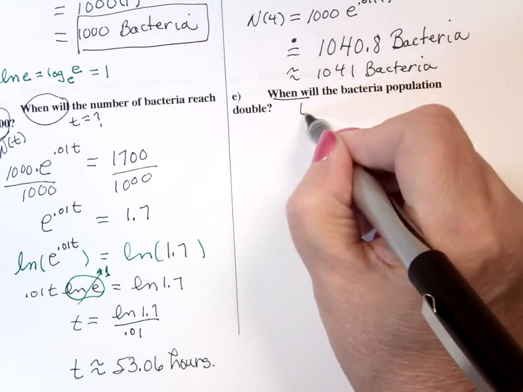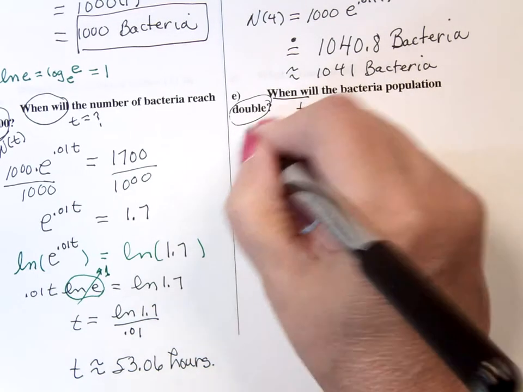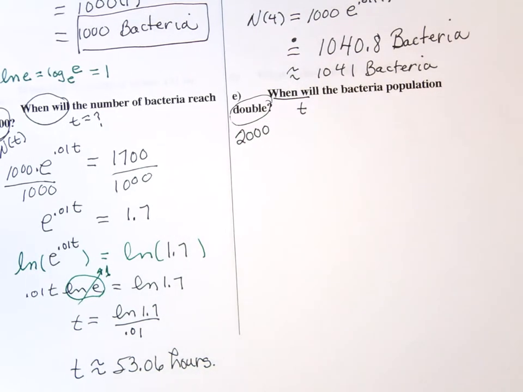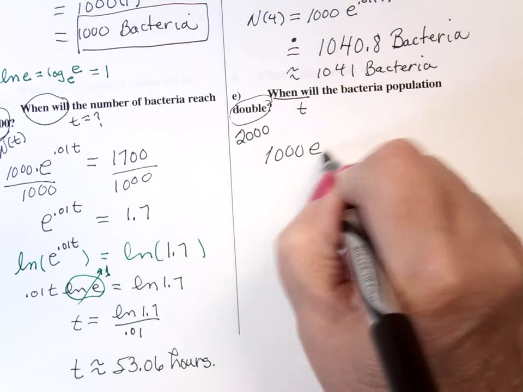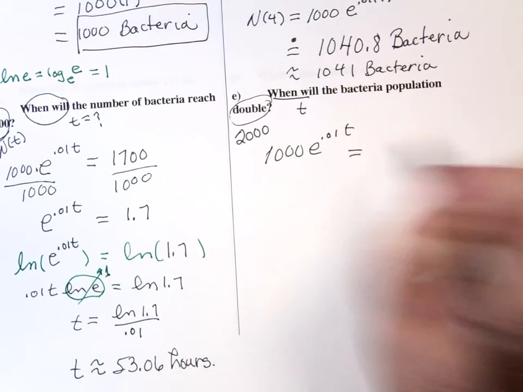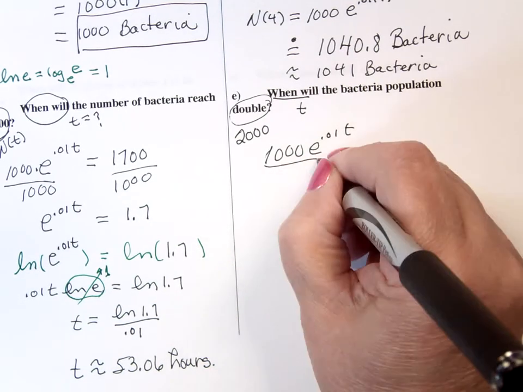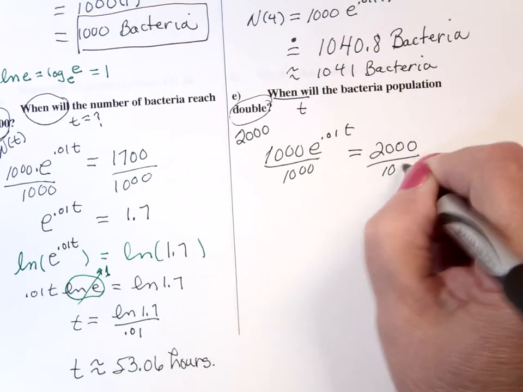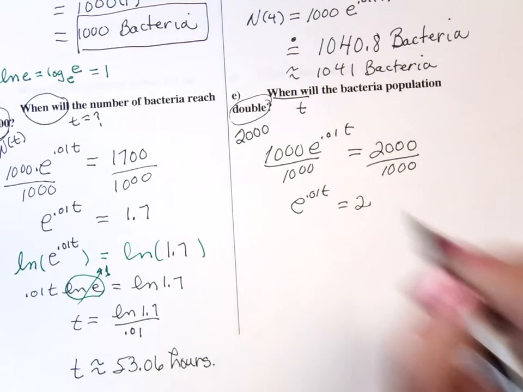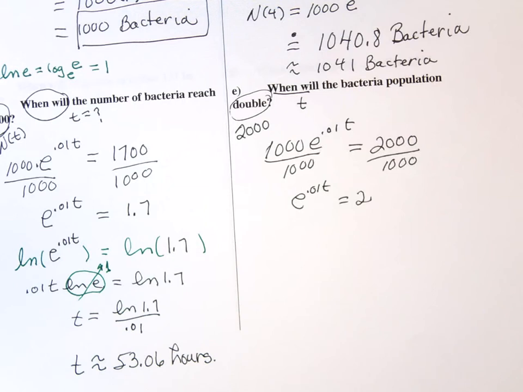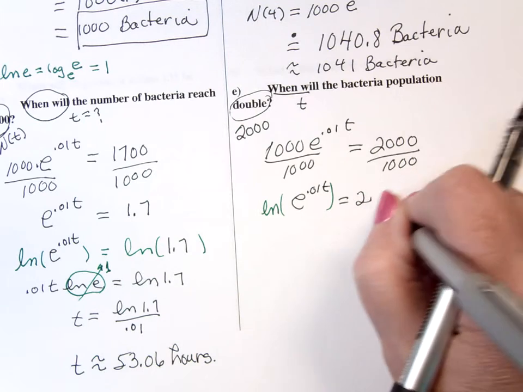When, that means time, will the bacteria population double? Double means how many bacteria am I going to have? I'm going to have 2,000, right? Start out with 1,000, I end up with 2,000, so I want to know when 1,000 e to the 0.01 t is equal to 2,000. Again, divide both sides by 1,000. So e to the 0.01 t equals 2. And we know the drill, right? Take the natural log of both sides.